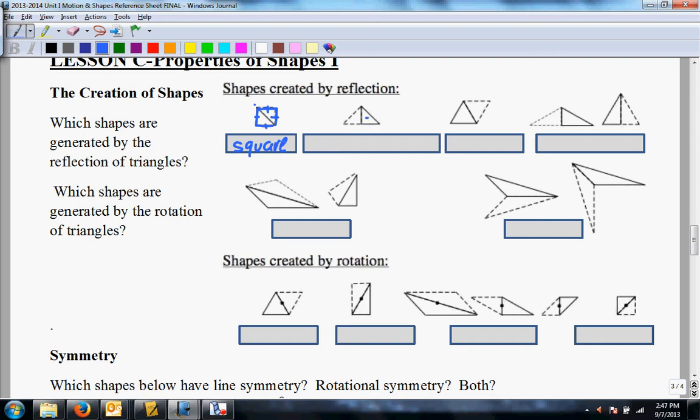And if we flip this triangle, we can get a right isosceles triangle. A right isosceles triangle. So right angle, two sides equal. And if we take this triangle and we flip it over that way, we get what's called a rhombus, which is all four sides equal.